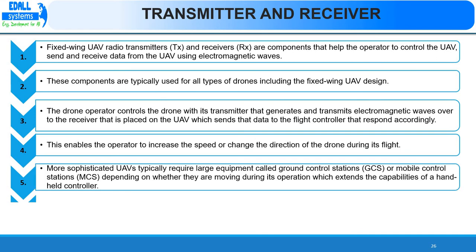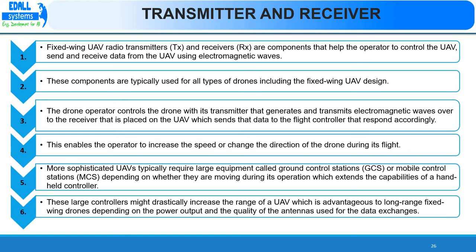More sophisticated UAVs require large equipment called ground control stations or mobile control stations, depending on whether UAVs are moving during their operation, which extends the use of handheld controller. These large controllers may increase the range of UAV, which is useful to long-range fixed-wing drones depending on power output and quality of antennas used for data exchanges.